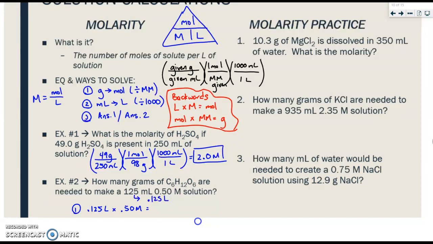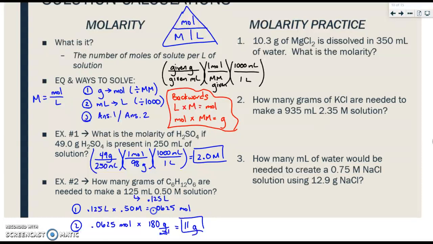And you end up getting 0.0625 moles. And then step 2 is that I take my moles, multiply by the molar mass of my substance, which ends up being 180 grams per mole for this substance. And you end up getting about 11 grams when you round for sig figs. Okay.